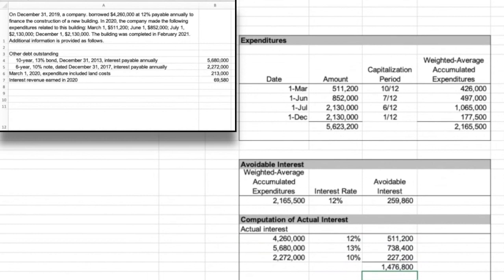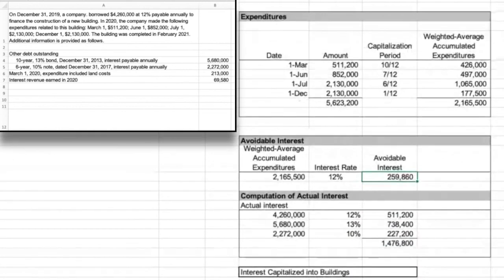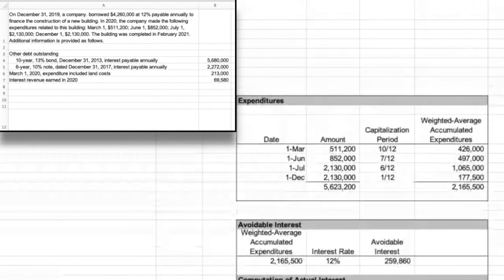Well, we get to capitalize the lesser of the avoidable or the actual. In this case, the avoidable is less than the actual. So our interest capitalized to buildings is $259,860, which is our avoidable interest for the period. That is the amount capitalized, and that is how we calculated it.